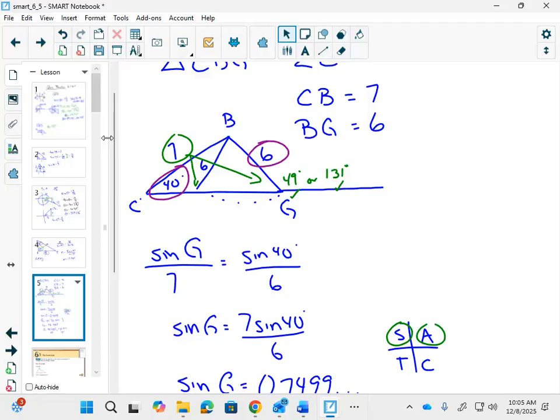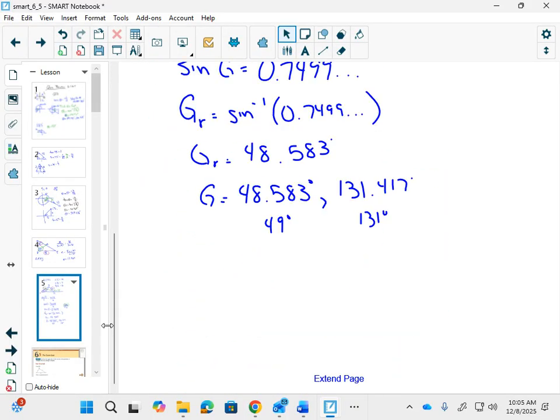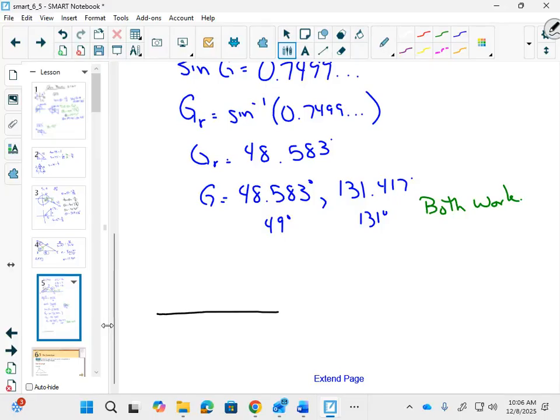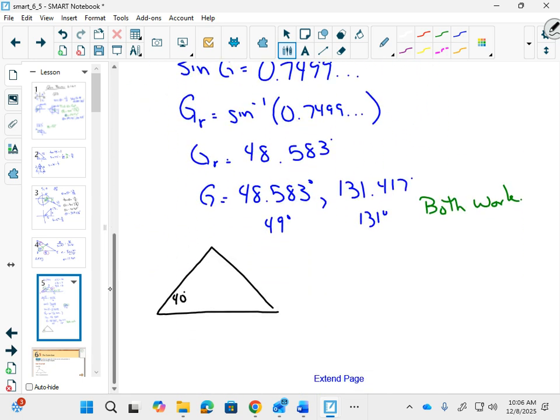They both work. So there's two triangles possible. So I'm going to make a note here. And once they both work, I would draw both of them. So we've got 40 degrees. What were my numbers originally? 7, 6.